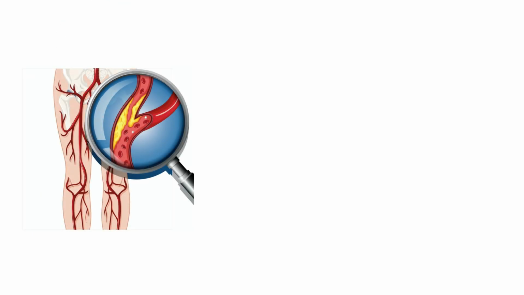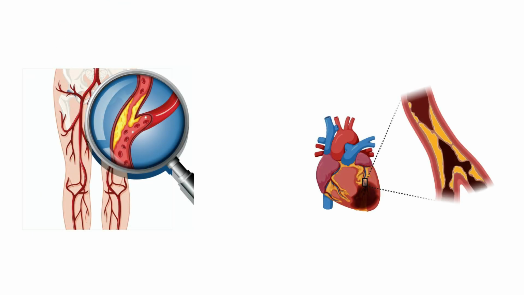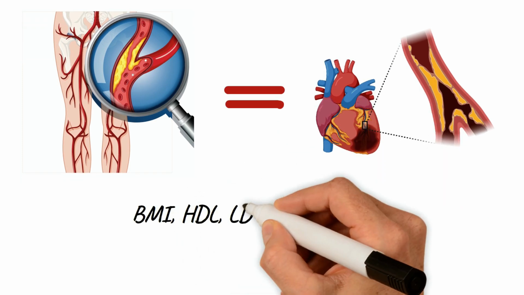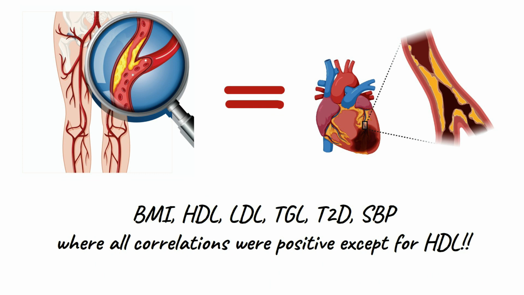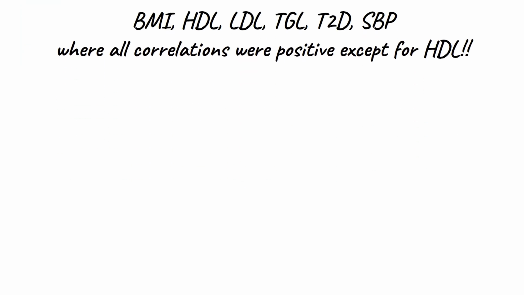Finally, they also performed genetic correlation to compare PAD and CAD. They found a strong correlation between PAD and CAD, as well as a similar pattern of correlation with 6 other traits: BMI, HDL, LDL, triglyceride, type 2 diabetes, and SBP, where all correlations were positive except for HDL.